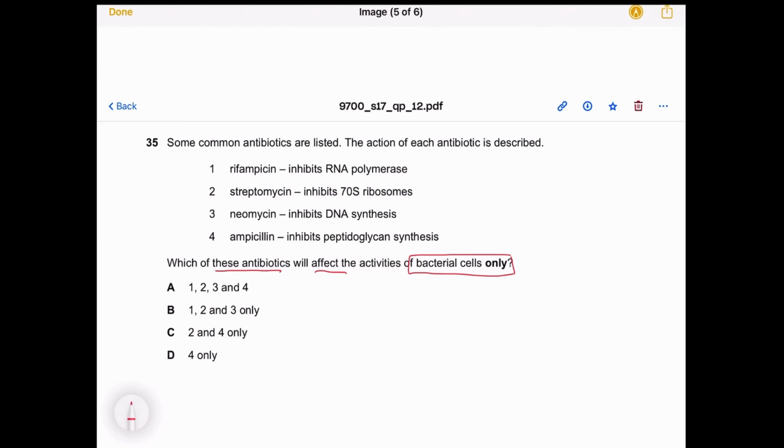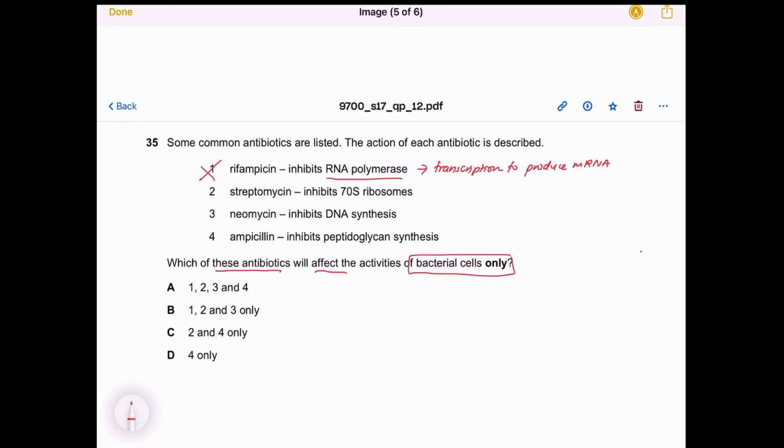That means when you are trying to identify the correct answer, you have to find out the characteristic or the structure that's found exclusively in bacteria. Therefore, it will only inhibit the bacteria's replication or metabolism without affecting the eukaryotic cell. So, inhibits RNA polymerase. This one is meant for the process of transcription to produce mRNA. This is found in both prokaryotic and eukaryotic cells, so it's wrong.